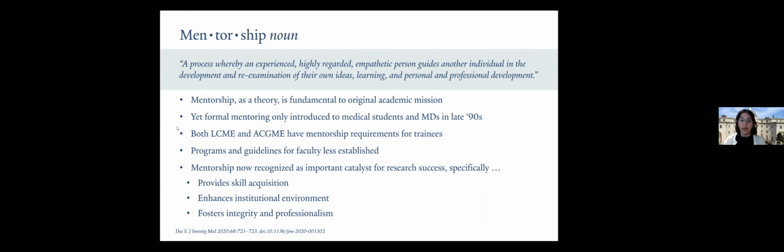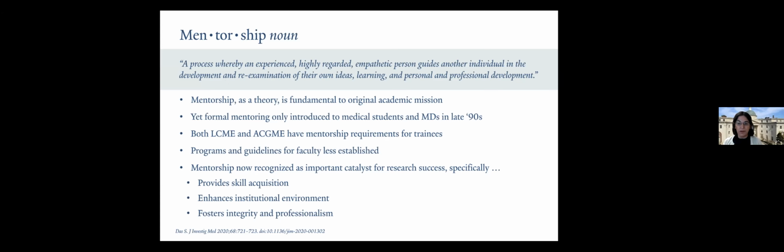So mentorship, as a definition, is a process whereby an experienced and highly regarded empathetic person guides another individual in the development and re-examination of their own ideas, learning, and personal and professional development. I want to make sure that you pay attention that there's a push and a pull in this relationship. And mentorship as a theory is, I think, fundamental to what we would say is our academic mission.